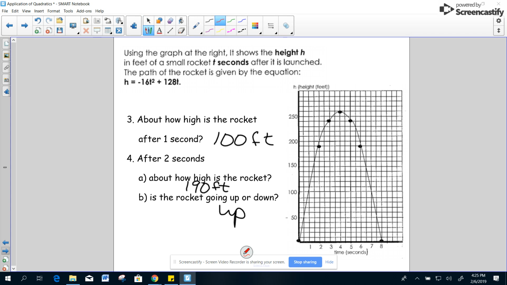Notice after 1 second, our rocket is at 100 feet. At about 2 seconds, we're looking at roughly 190 feet. Notice that the path of my rocket is going up. At this particular instance, it has not turned back to Earth yet, so the rocket is traveling up.